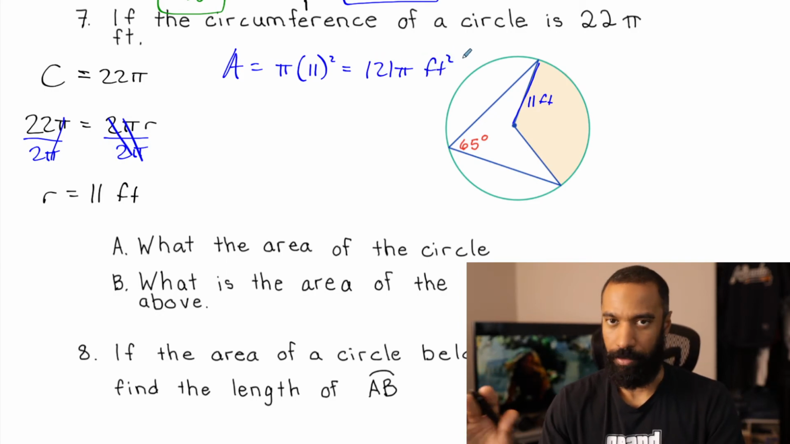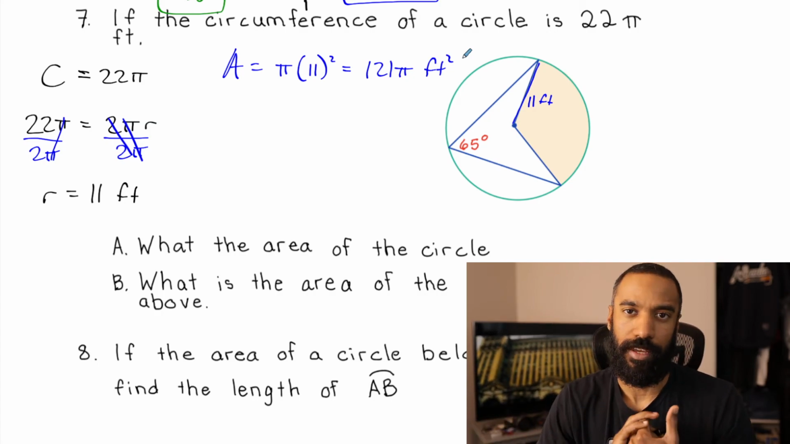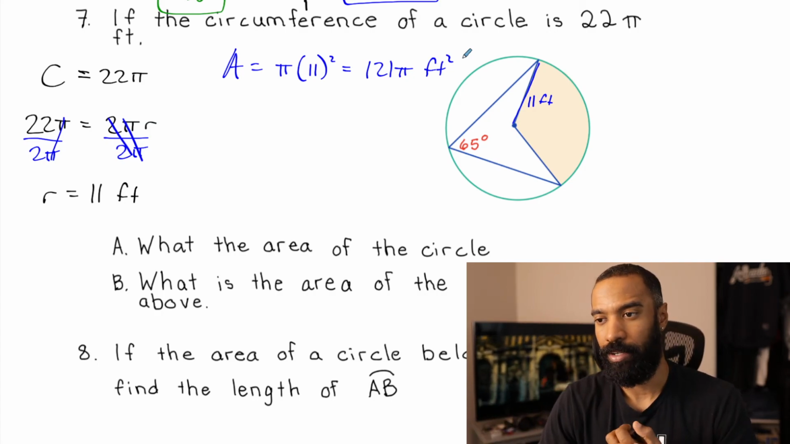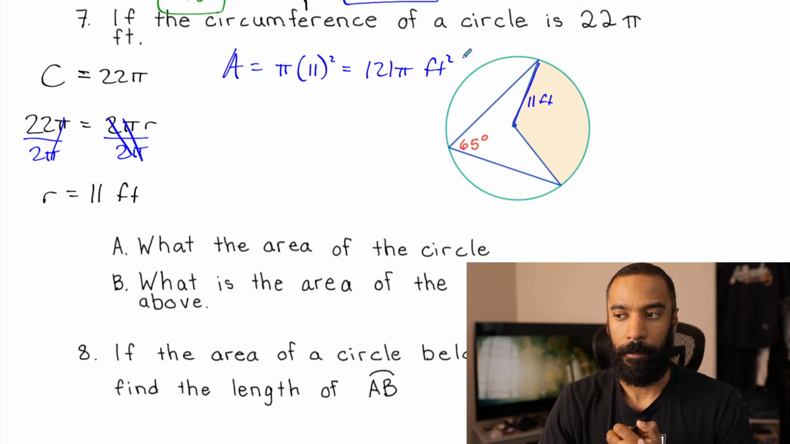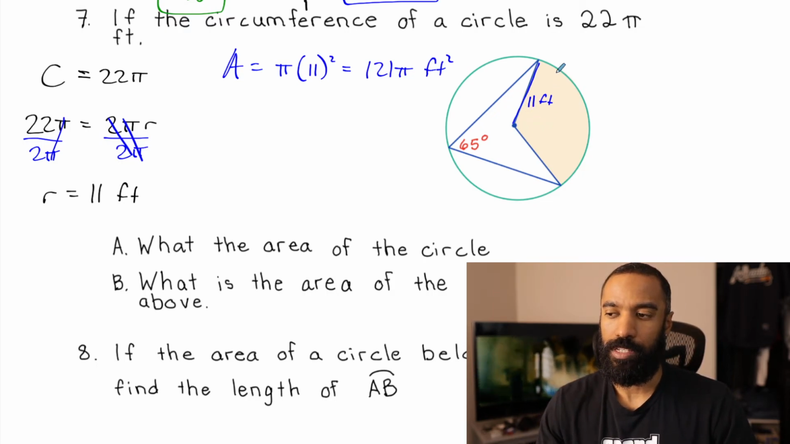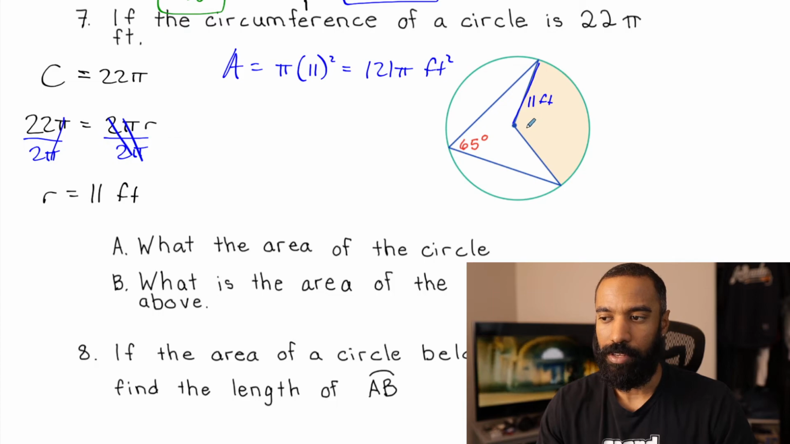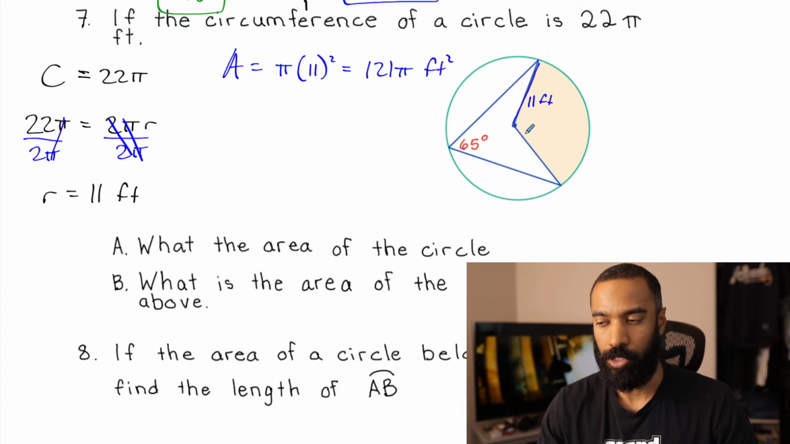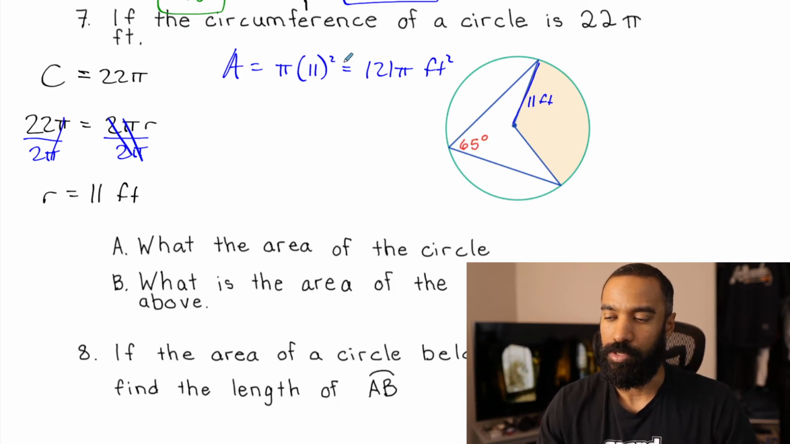I have no reason to round this right now. I need to use my exact answer to find the area of the sector. I'll go ahead and round later as need be, but the area is 121 pi. Now to find the area of the sector, what you need to find is what the measure of this angle is right here. And that's where the 65 comes in.